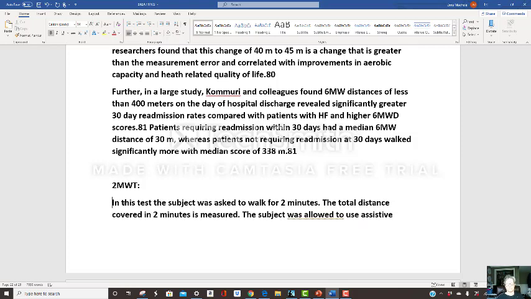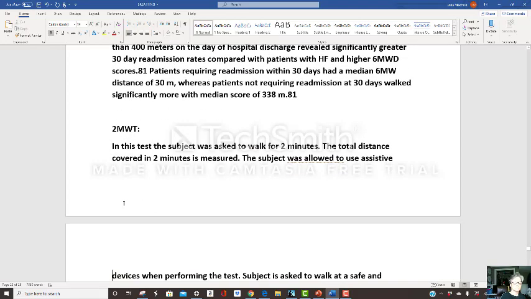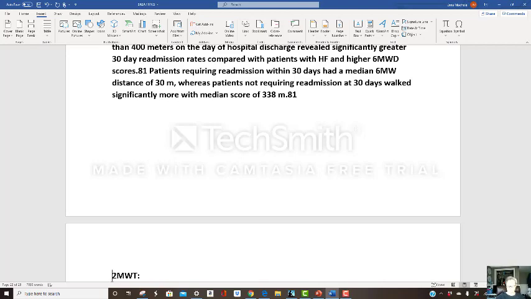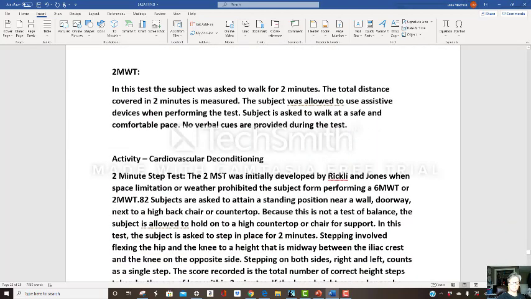2MWT. In this test, the subject is asked to walk for 2 minutes. The total distance covered in 2 minutes is measured. The subject is allowed to use assistive devices when performing the test. The subject is asked to walk at a safe and comfortable pace. No verbal cues are provided during the test.